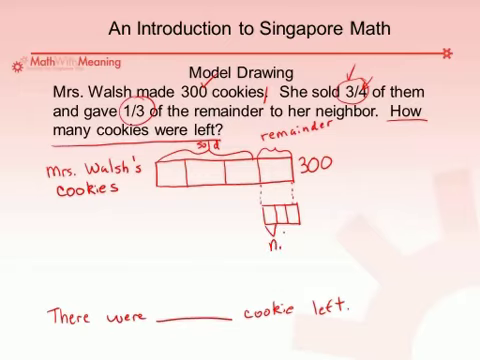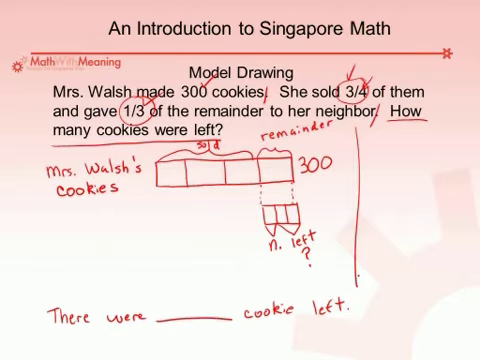Let's use N period for neighbor. Now, you see this model? You can see she sold 3/4 of the 300 and gave 1/3 of the remaining ones to her neighbor. How many cookies were left? Well, we go down, and the only units that aren't identified are these 2. So these are the cookies that are left, and that is our question mark. We need to find the value of those 2 units. As soon as the question mark goes in, it's time to solve.